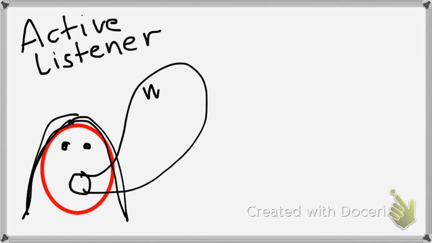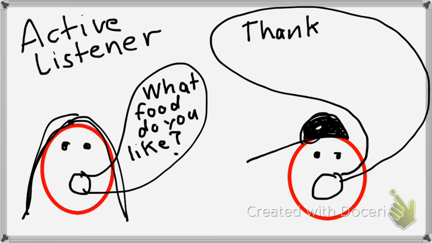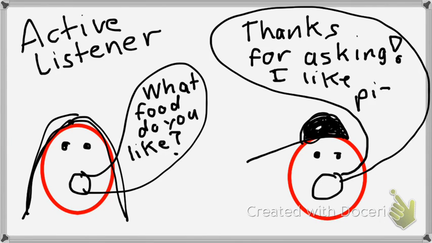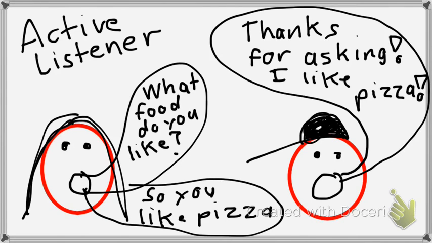Again, we have the same two active listeners, and we have the girl, who now is going to respond by asking a question, taking turns. What food do you like? The boy says, thanks for asking. I like pizza. Then the girl responds by saying, so, you like pizza. Cool.